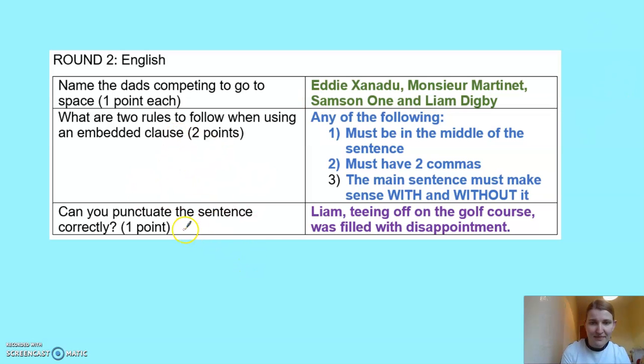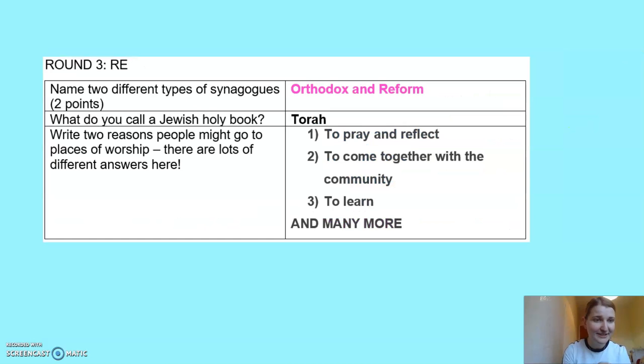Okay, and then can you punctuate the sentence correctly? So you needed to add in these 2 commas. They need to be exactly in the place that I've got them here. If they're not, I'm afraid, my friends, no point. I always think about reading out loud. Where is the pause? Put the commas in there. Okay, so last round was worth 13 points. This round is worth up to 7 points. So you should have a score now out of 20 already, and it's only round 2. My goodness, what a time to be alive.